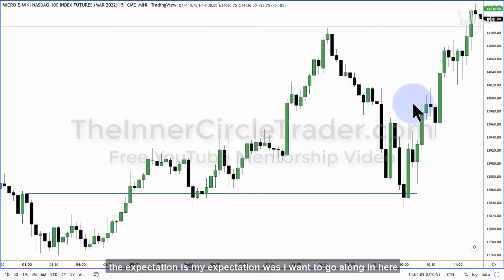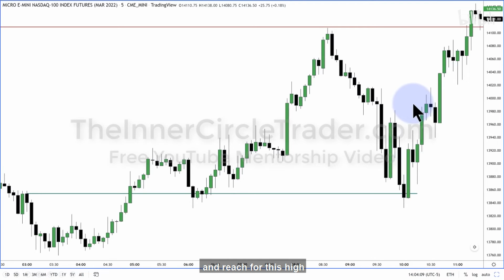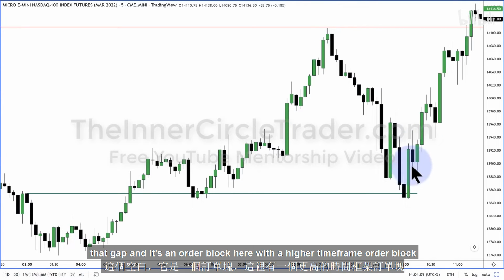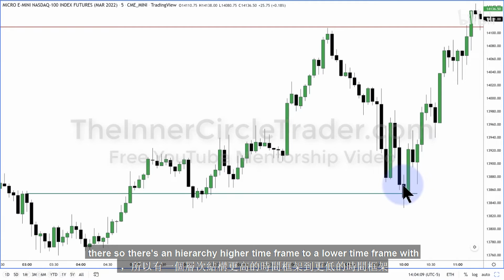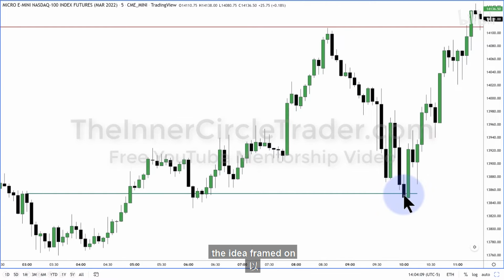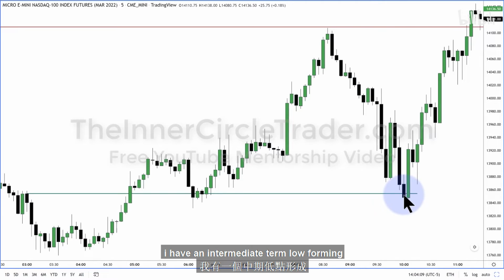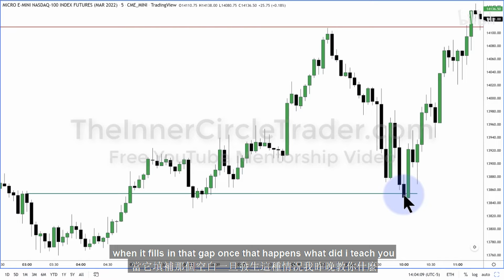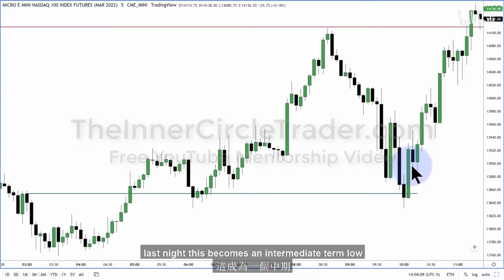Now, as the market goes higher, the expectation is, and my expectation was, I want to go long in here and reach for this high. This was my entry idea, that it's overlapping, filling in that gap, and it's an order block here with a higher time frame order block there. So there's a hierarchy, higher time frame to a lower time frame, with the idea framed on it's going higher for buy side.